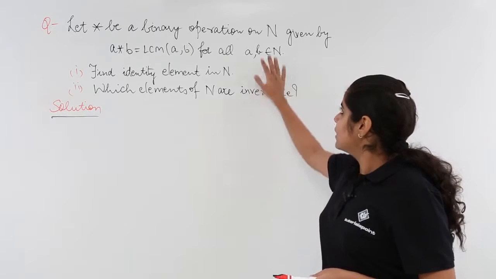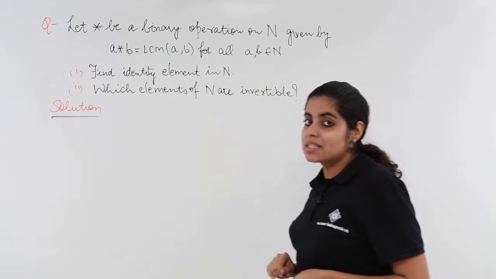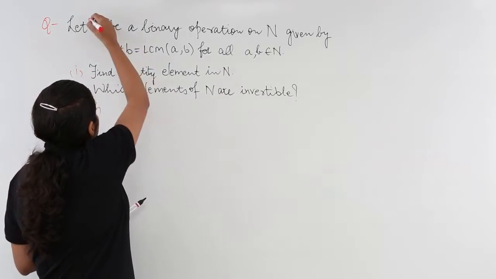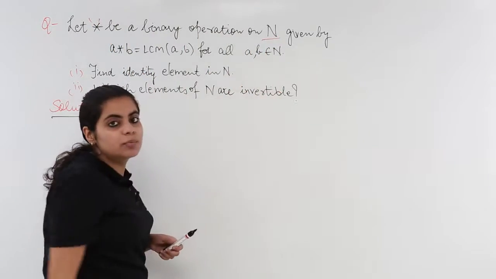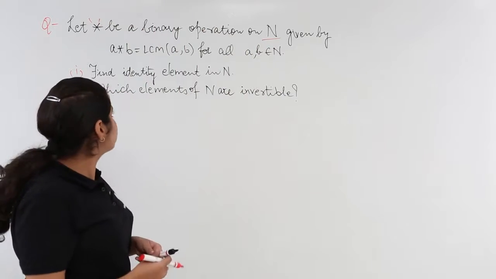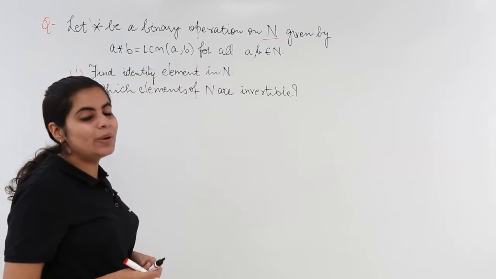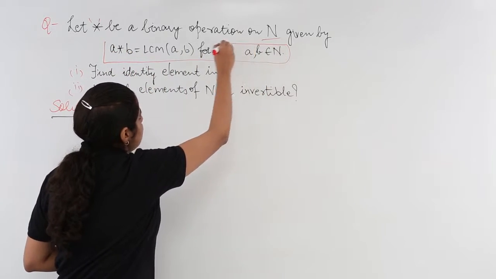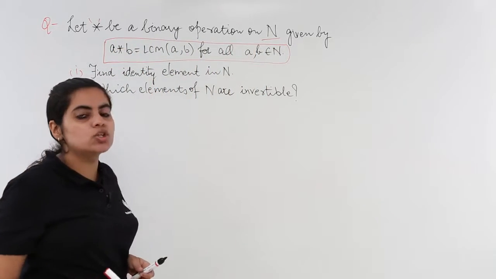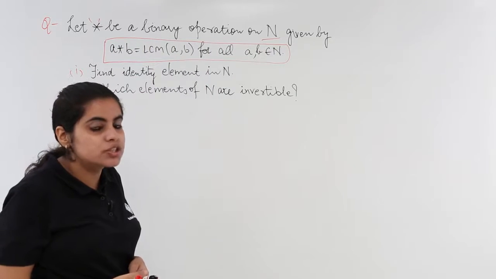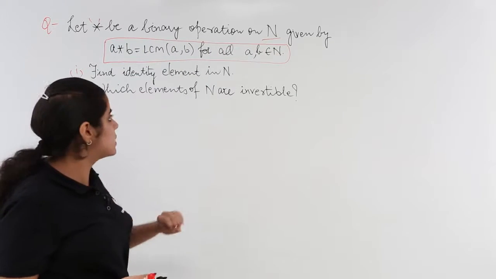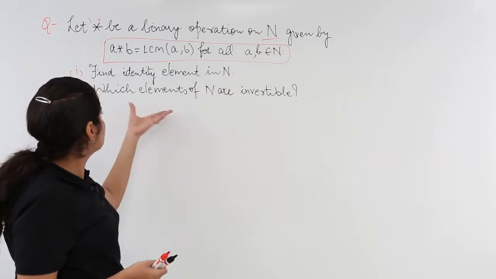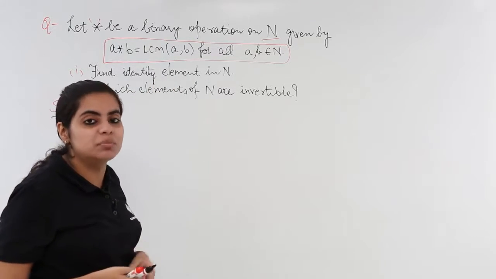Let star be a binary operation on N. We have star as a binary operation and the set is the set of natural numbers. What else is given? That a star b is equal to LCM of a, b, for all a, b belonging to natural numbers. This is the operation. I have to find two things. The first is finding the identity element. The second is to find which elements are invertible.